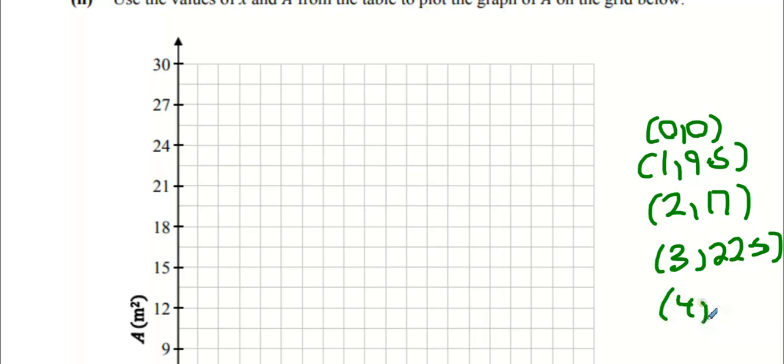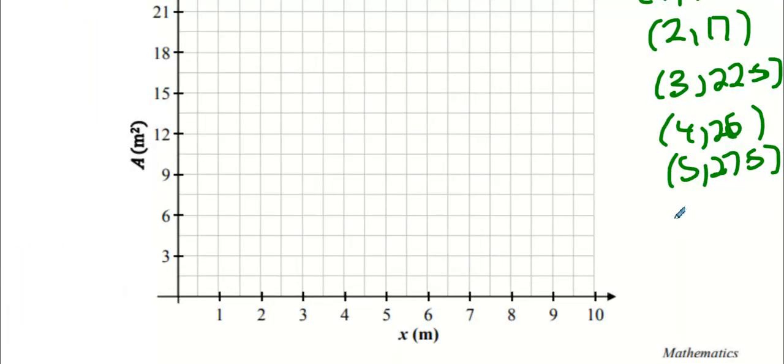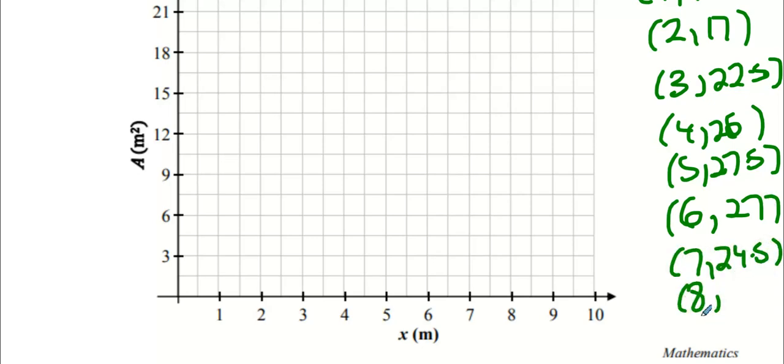We have 4 and 26. We have 5 and 27.5. We have 6 and 27. We have 7 and 24.5. We have 8 and 20. We have 9 and 13.5. And finally, we have 10 and 5.